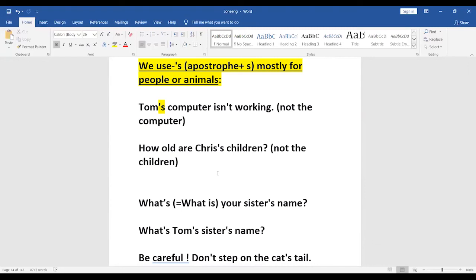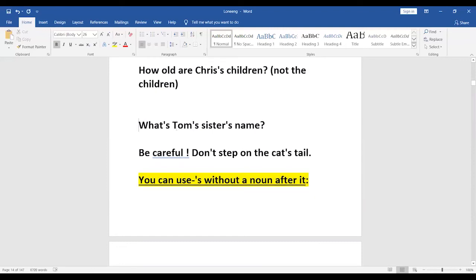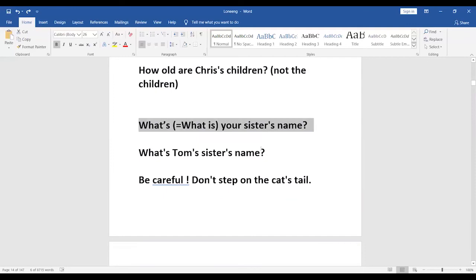As I told you earlier, when something belongs to someone, you add an apostrophe S. Now, what's Tom's sister's name? Here, they're worried about Tom's sister. This is very complicated, right? So that's why they've broken this up. What's is the contracted form of what is, and then Tom's sister. Tom, whose sister is it? It's Tom's sister. So the sister belongs to Tom. And sister's name. It's not just Tom, but Tom's sister's name.